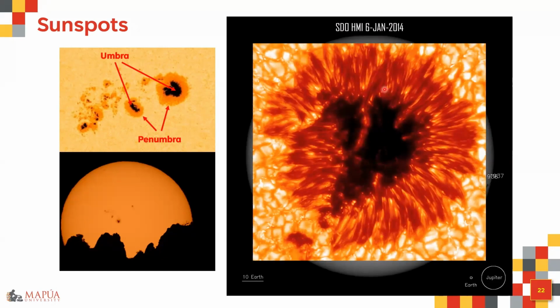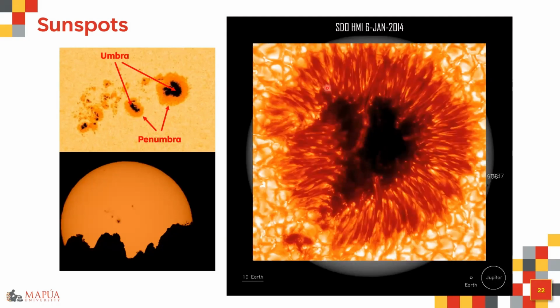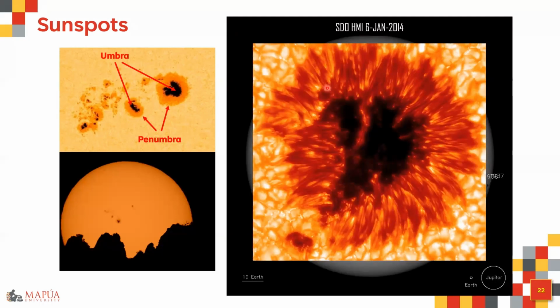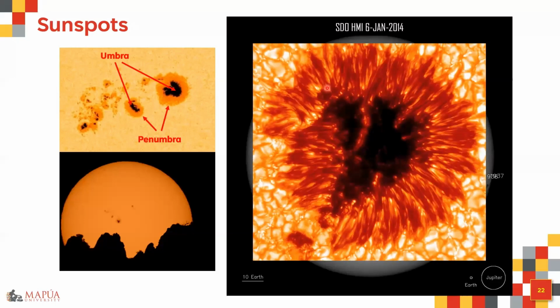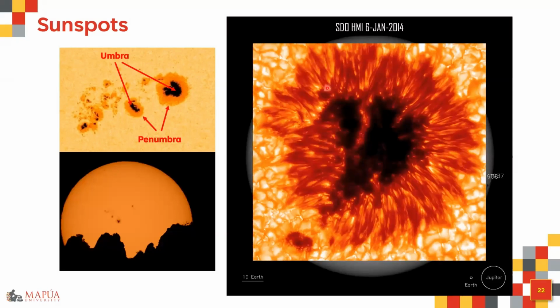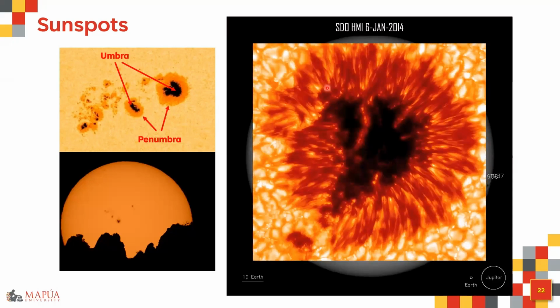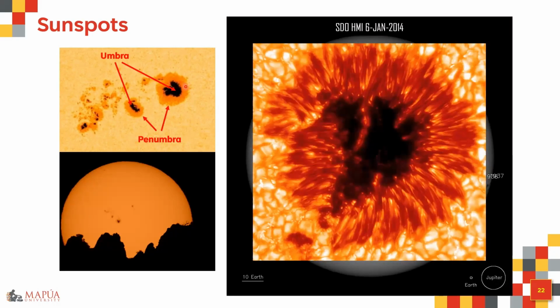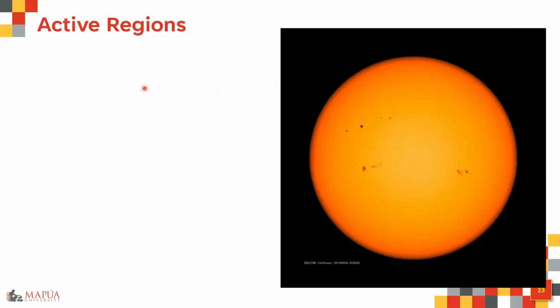Okay, we call this your penumbra. So this is your typical structure or anatomy of your sunspots. As mentioned earlier, we call this group of sunspots active regions. So this is another picture of the sun, dated April 4, 2014.